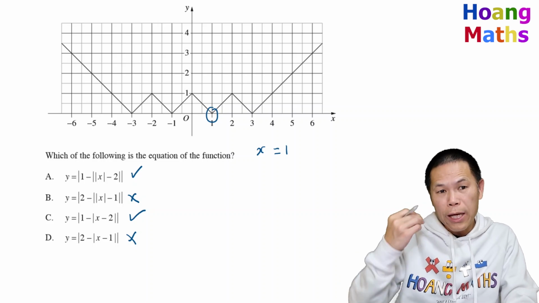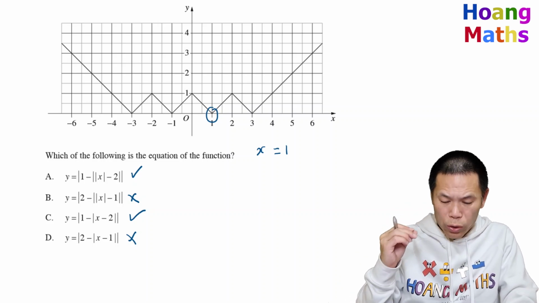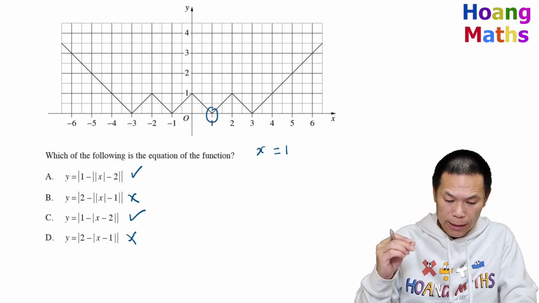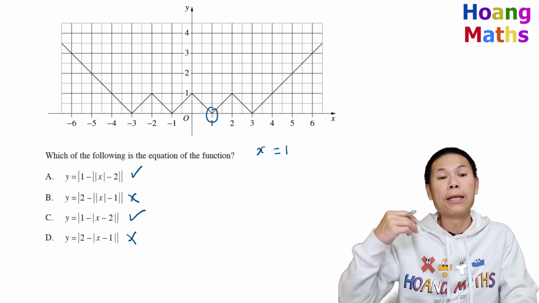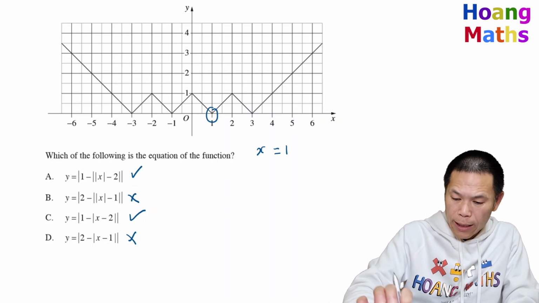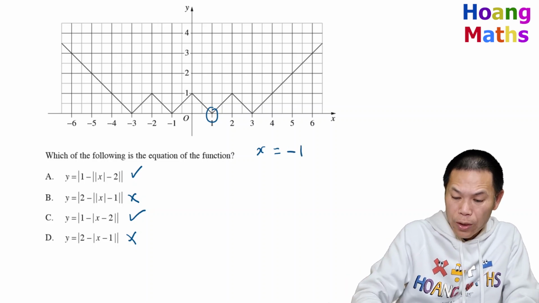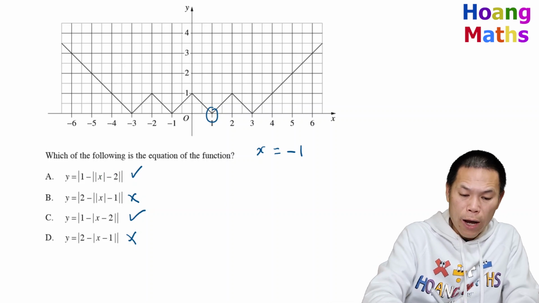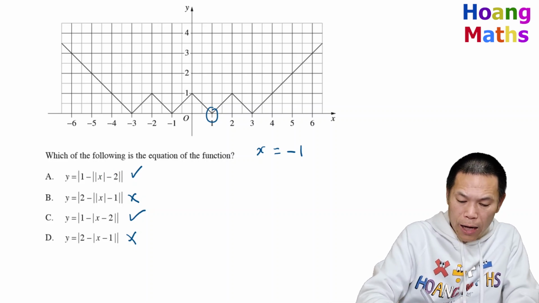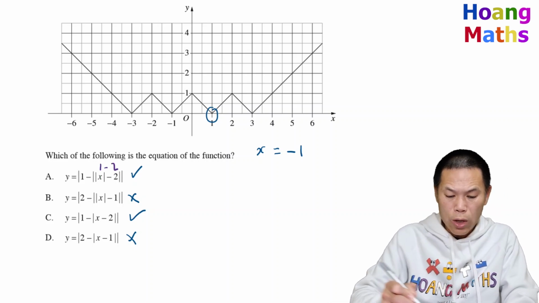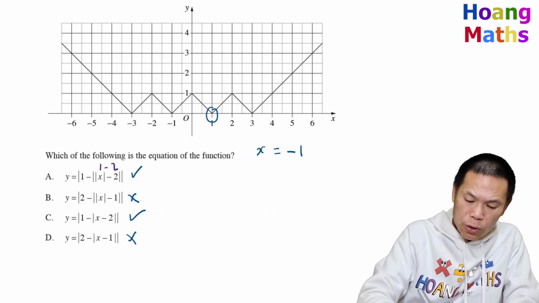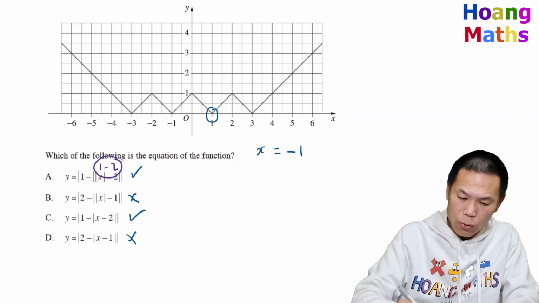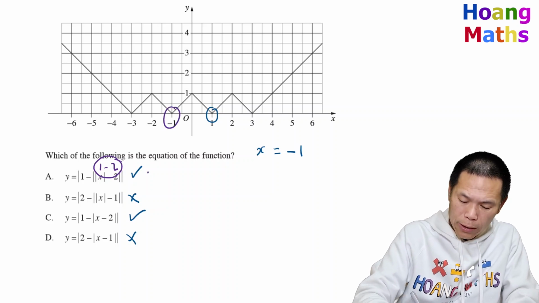Now we need to pick another value. Of course, we don't pick 0 because when x is 0, they both have the same answer. I can see clearly here. So we pick -1. When x is equal to -1, we just need to focus on this now. -1 absolute value will give me 1. So 1 minus 2 will give me -1, and the absolute value of that will give me 1. So 1 minus 1 is equal to 0. So there you go, it's correct so far.